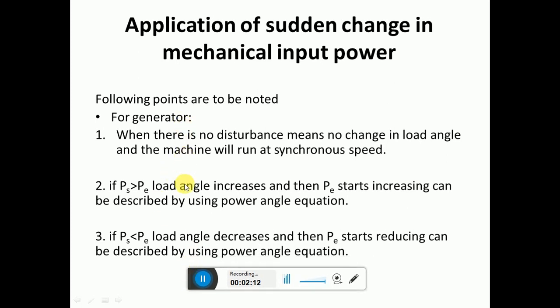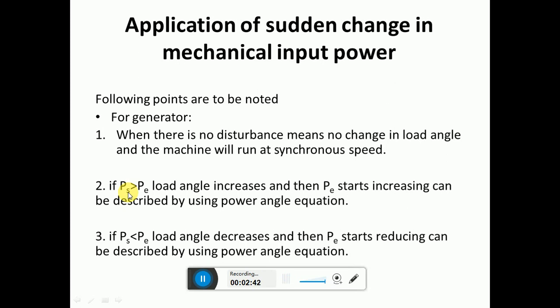When there is no load change, the machine is running at synchronous speed, and as there is no load change, the load angle delta, or torque angle, will have no change. Here I have indicated PS and P. PS is the mechanical input power and P is the electrical output power.